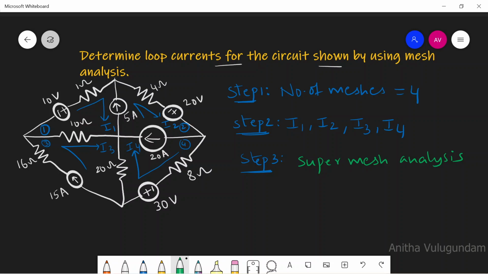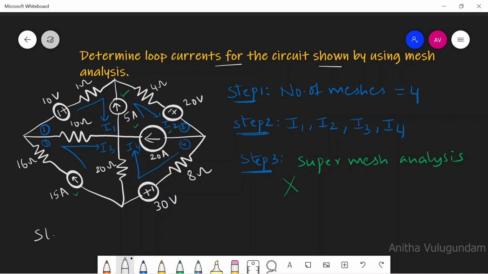Let us see mesh 1. Here we have a current source, and in mesh 2 again we have two current sources, and in mesh 3 we have a current source, and in mesh 4 even we have a current source. So we don't have any mesh which does not contain a current source, so we can skip step 3.